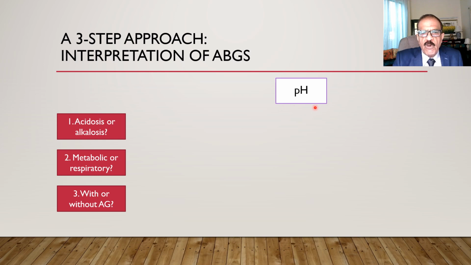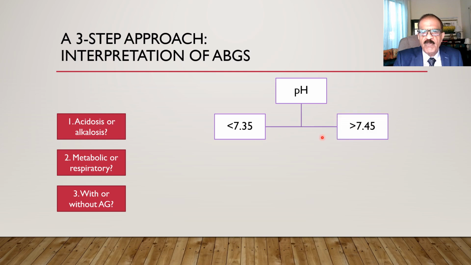So first of all, see the pH. You can only overcorrect by medication, but nature's compensatory mechanism will not overcorrect. So first of all, see the pH. So pH could be less than 7.35, or pH could be more than 7.45, or of course it could be normal. If it is less than 7.35, it is acidosis, and if it is more than 7.45, it is alkalosis. I guess the first step is easy. All right, so this much is easy.